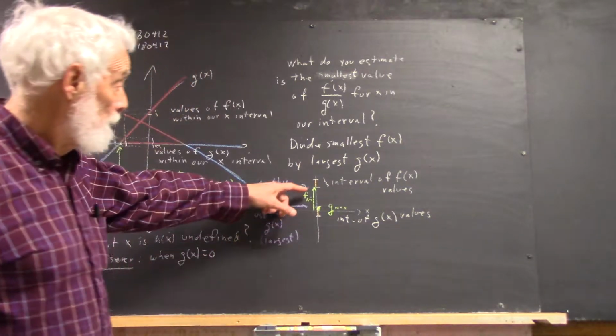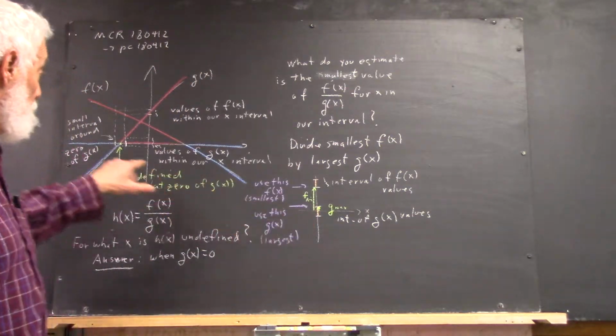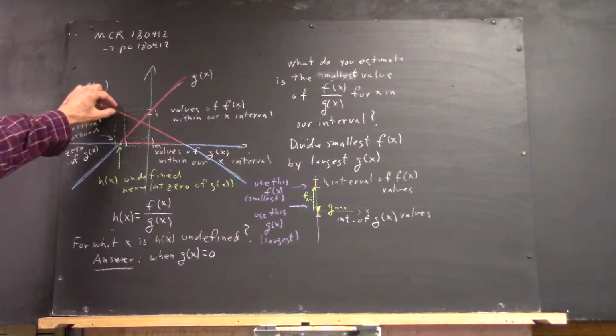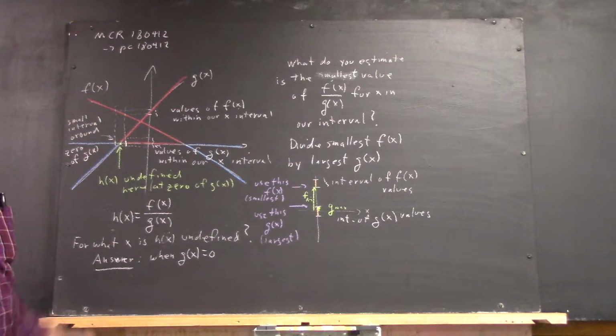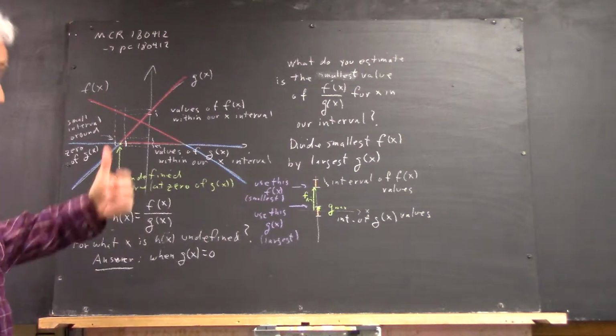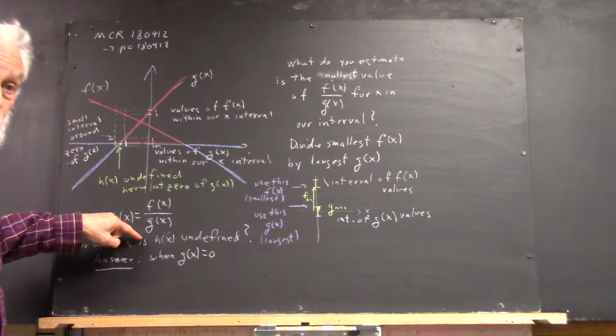Now here's a bigger picture. Do we understand how we got this and this? We start with this interval, we see where our f values have to be, and we see where our g values have to be. We take the biggest g value and the smallest f value, because that's going to give us the smallest f divided by g.